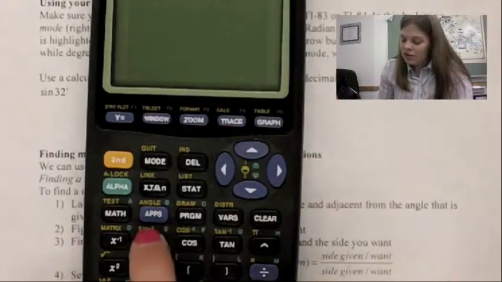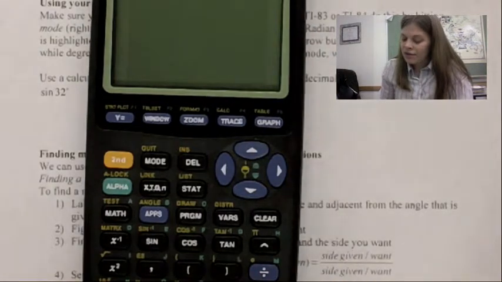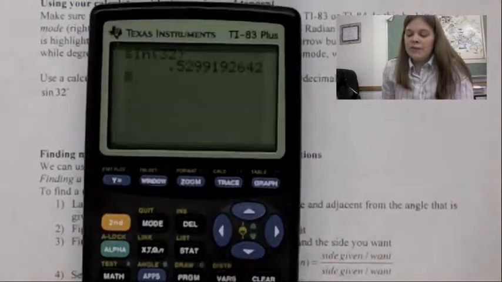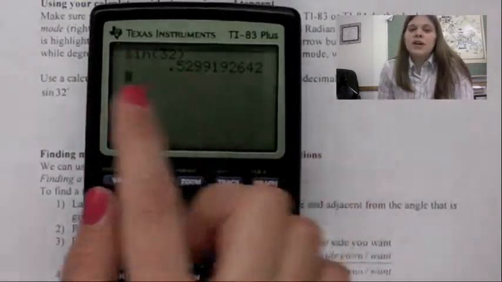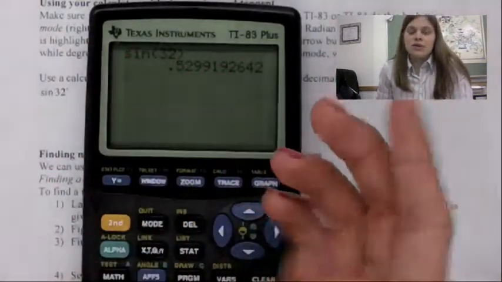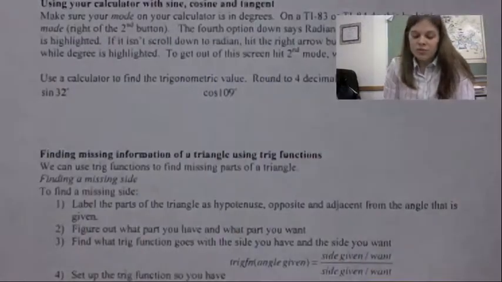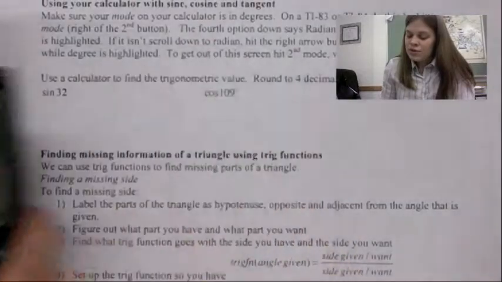So if I wanted to find the sine of 32 degrees, like right here, all I need to do in my calculator is hit sine, and then I hit 32, and then you can close your parenthesis, and then hit enter. Okay. If you're in the wrong mode, it's not going to give you the right answer for degrees, so you have to make sure that you're in the right mode. So I'm going to round to 4 decimal places, so it's 0.5299.